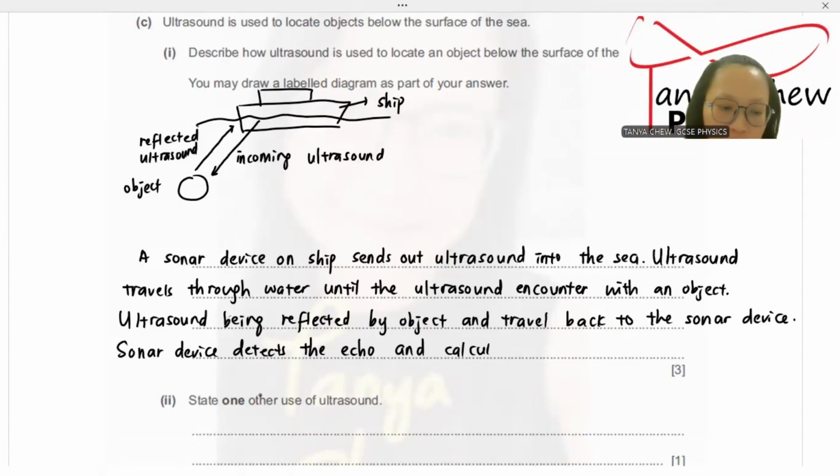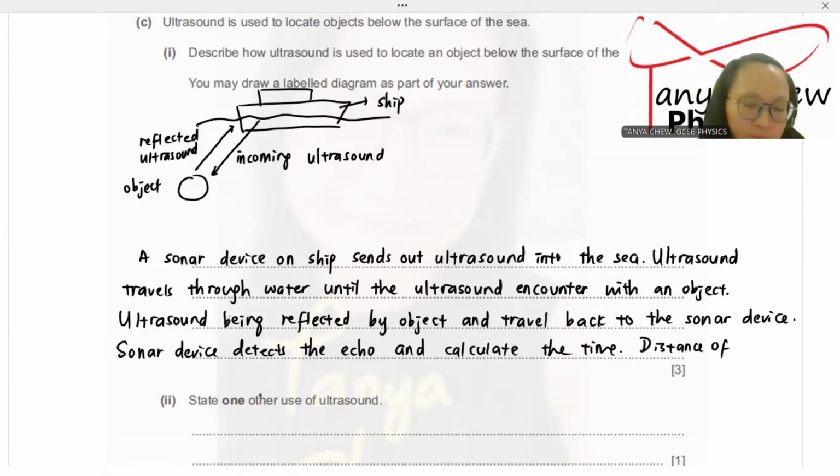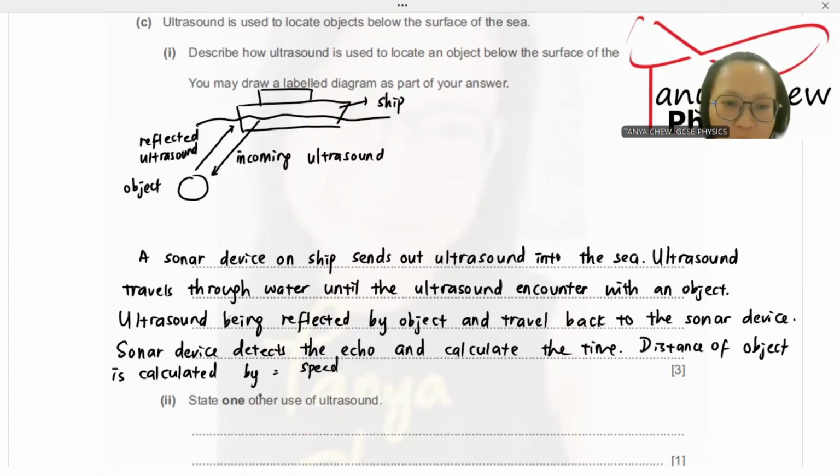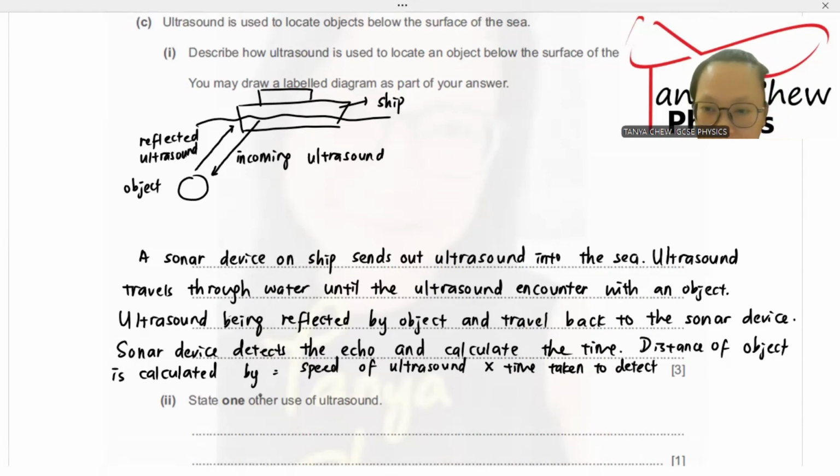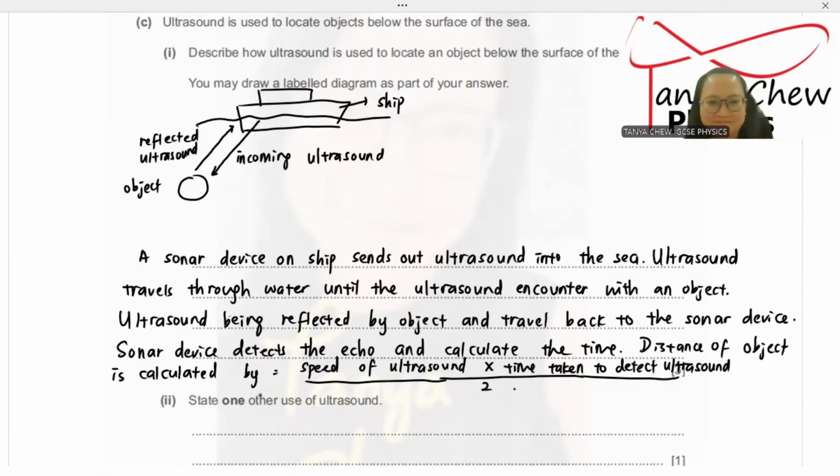And calculate the time. So the distance of the object is calculated by the speed of ultrasound times the time taken to detect the ultrasound to travel to and fro, divided by 2. And we are done.